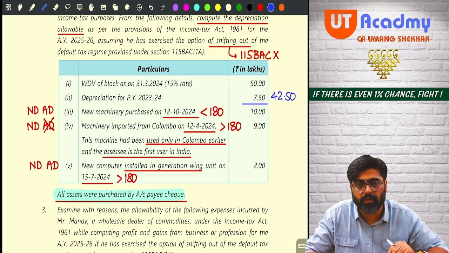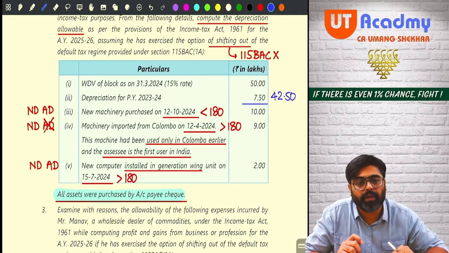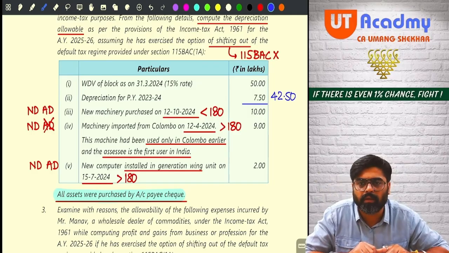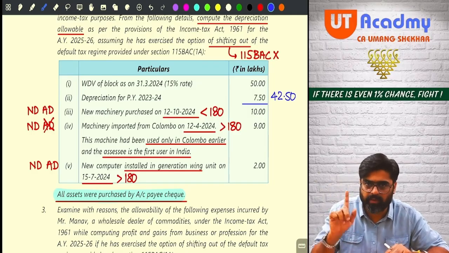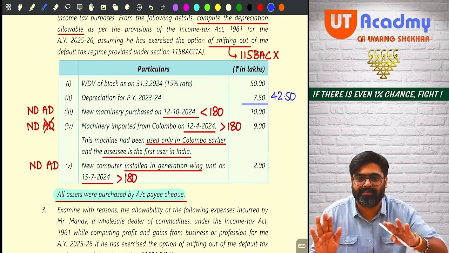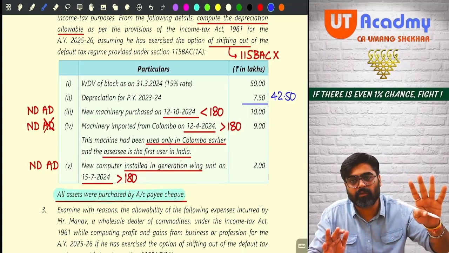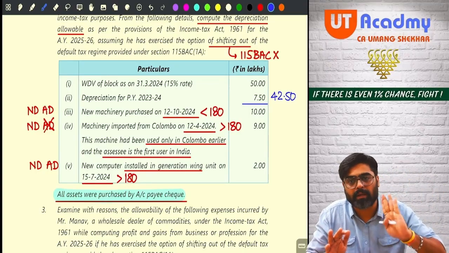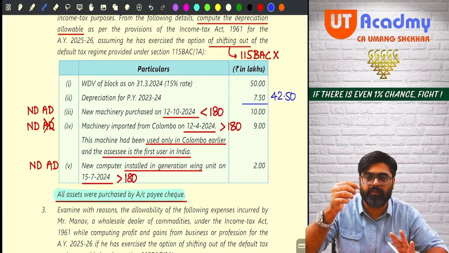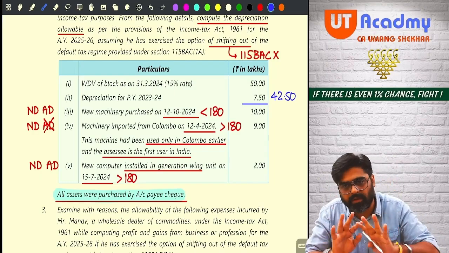Why, sir? Because if it is already included in WDV, they will not be giving this separately. Depreciation separately given for last year, no? Meaning that they have not reduced. So we have to reduce, and then WDV for the last year will be there, which will be opening for our previous year. If they directly give you WDV, with no depreciation for last year given, meaning that depreciation is already reduced.